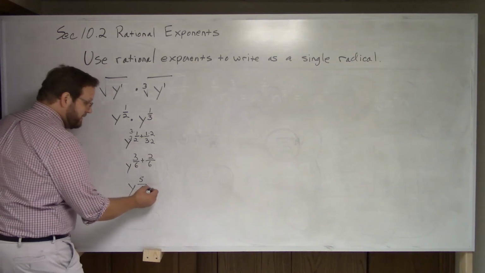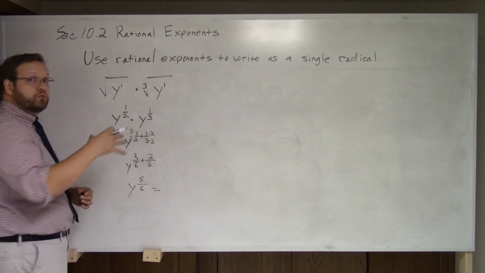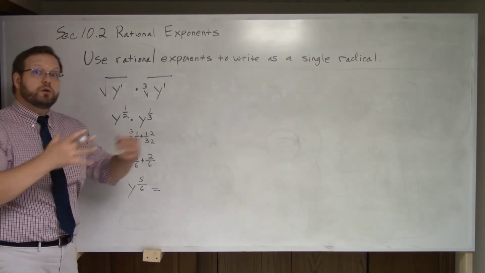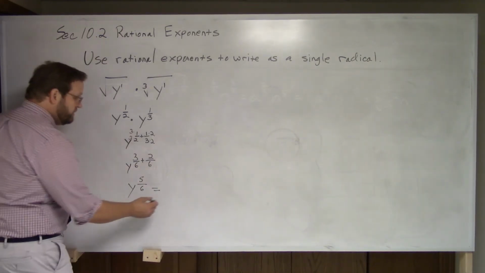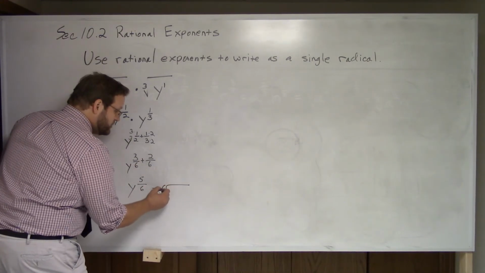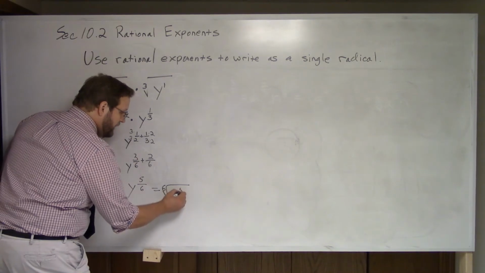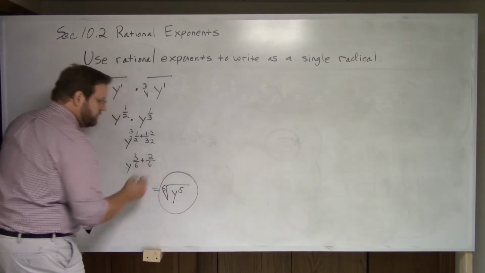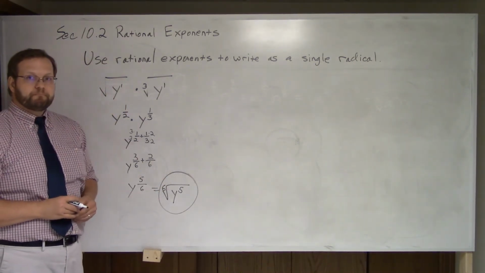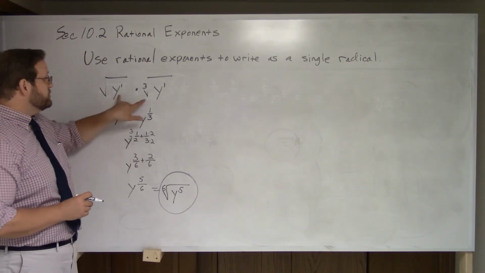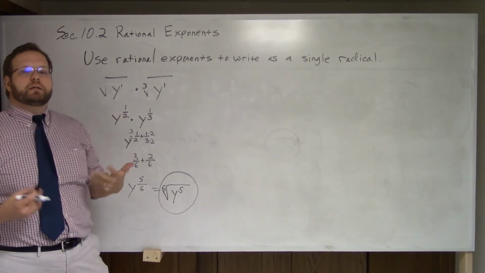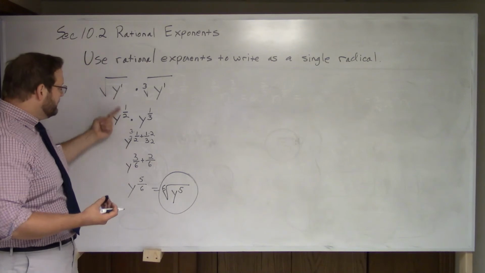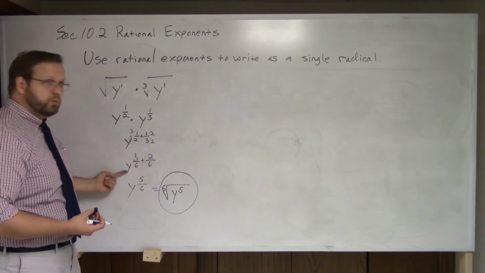Once we get that, we can then convert back to a radical because they said to write it as a single radical. So once we convert that, it would be a 6th root of y to the 5th. And there we go. Okay? So again, sometimes written a certain way, we can't do anything with that. We have to change it so that it's something we can work with.